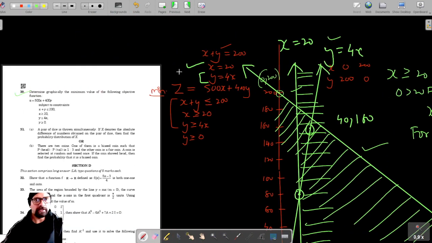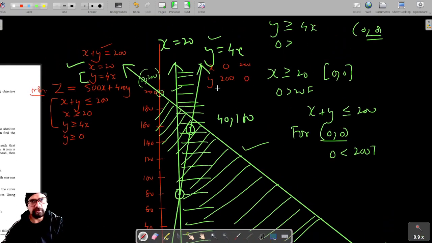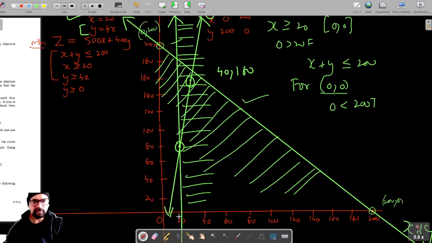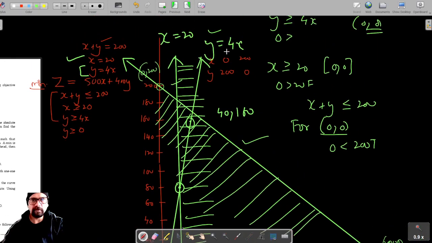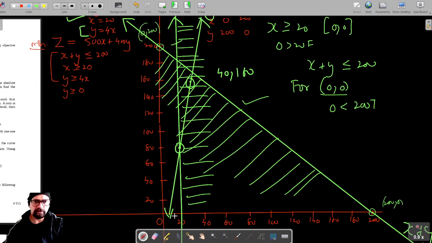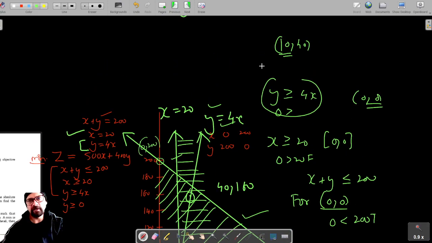Now we are left with y. So y is greater than or equal to 4x. If we check it for 0, 0, or let's try to check it for some other point. Let's say y is equal to 4x. So let's check it for 10 and 40. If we check this equation for 10 and 40, y is 40, which is greater than or equal to 4 into 10, which is 40. So this is equal.